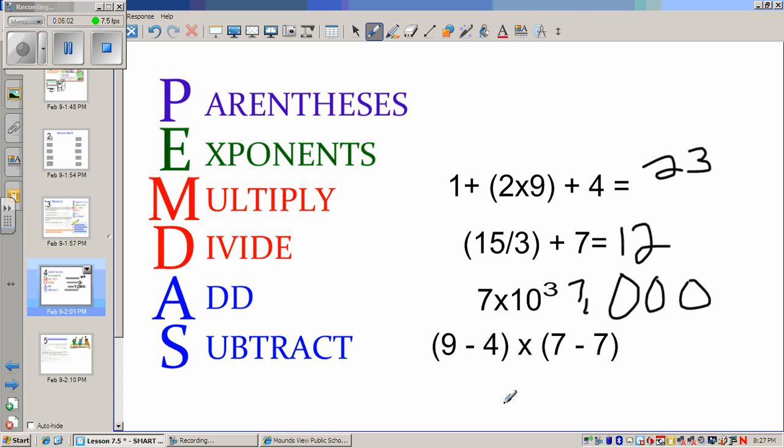All right, so in this case, we have two sets of parentheses, so it really doesn't matter which ones we do first. So if I do 9 minus 4, that will give me 5. 5 times 7 minus 7. Well, I know 7 minus 7 is 0. So 5 times 0, and I hope you all know the answer to that, is 0, because any number times 0 is 0. So let's keep moving.